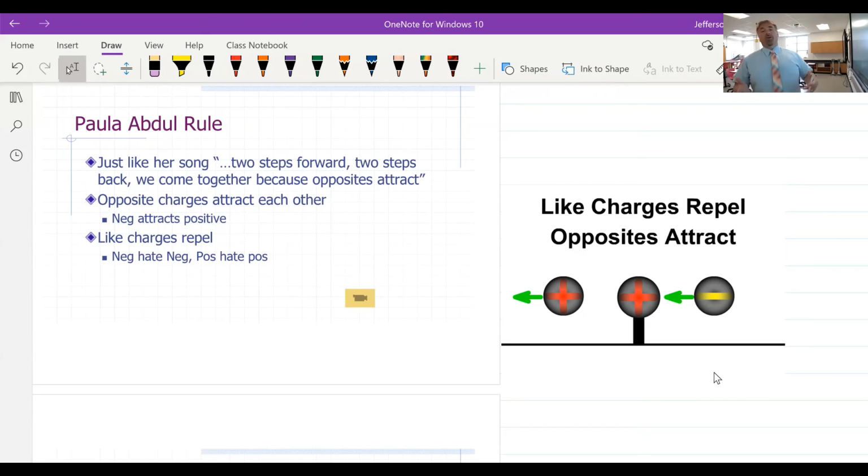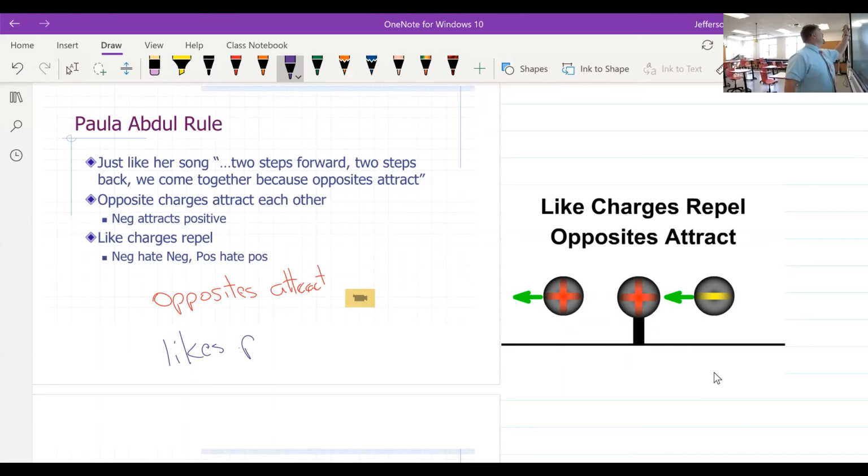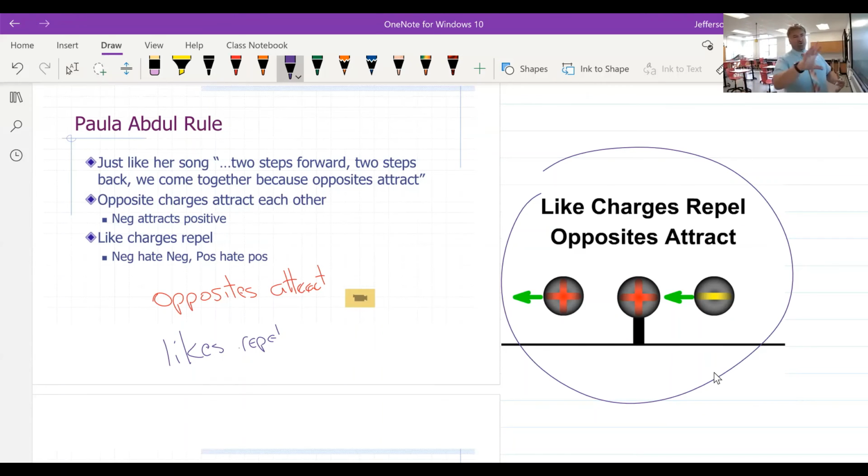Okay, but the key thing we need to remember here is that opposites attract. And that's the whole point. And you need to know that likes repel. I've got it written here. So electrons attract protons, but protons hate other protons, and electrons hate other electrons. I've got this picture here. You don't have this picture, but you can draw it in. You can see the two positives repelling each other, and the positive and negative attracting each other.